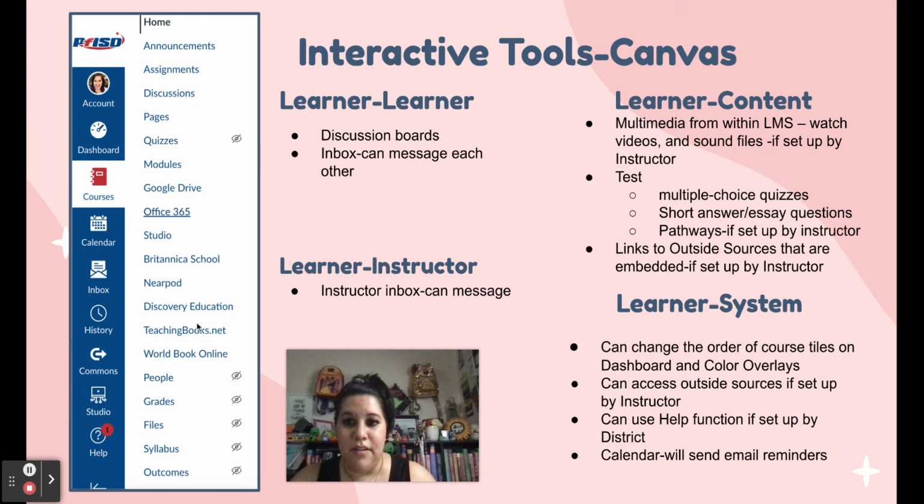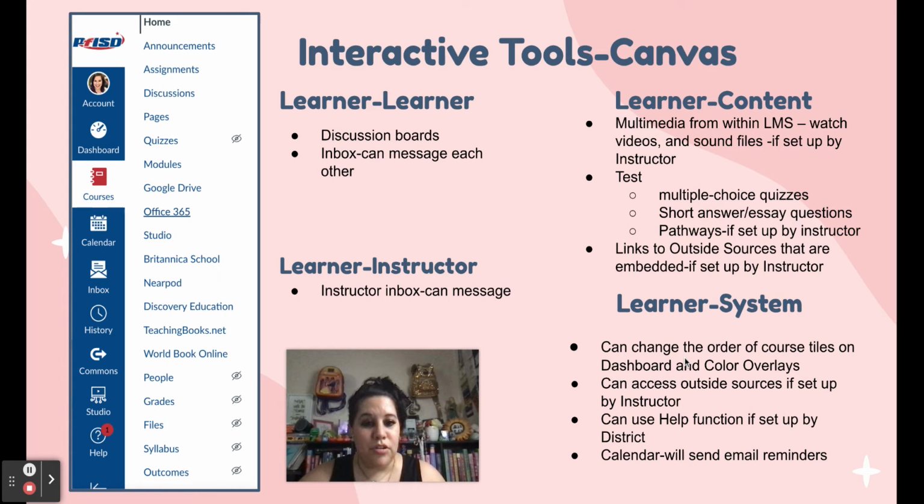So you can see here on the left, these are options that I have in Canvas where I can link to my Google Drive, to Office. Canvas has its own studio where you can edit your videos. I can link to Britannica, Nearpod, Discovery Education, Teaching Books, Worldbook Online. So if this is set up, then the students can access it. You'll see down here where these little I's are crossed out. These are things that my students don't have access to see on their end.